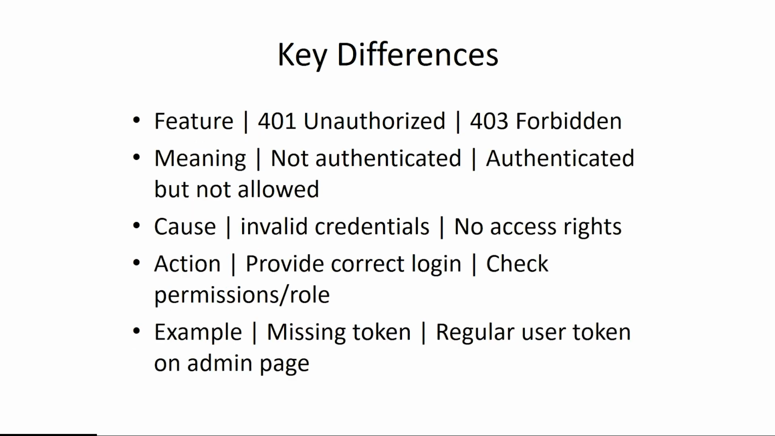This is the key difference. Feature: 401 unauthorized and 403 forbidden meanings. 401 unauthorized means not authenticated, while 403 forbidden means authenticated but not allowed. In 401 unauthorized, you enter invalid credentials, so you will get 401 unauthorized. But if you do not have the access right, you will get 403 forbidden because you do not have the permission for this resource.